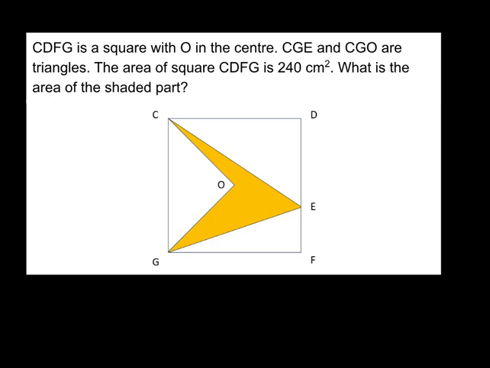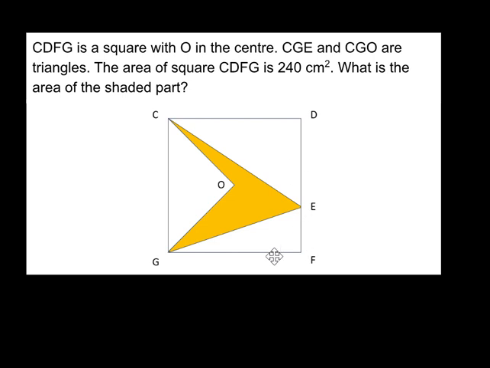Hi, let's look at this question together. CDFG is a square with O in the center. CGE and CGO are triangles. The area of the square CDFG is 240 centimeters square. What is the area of the shaded part?